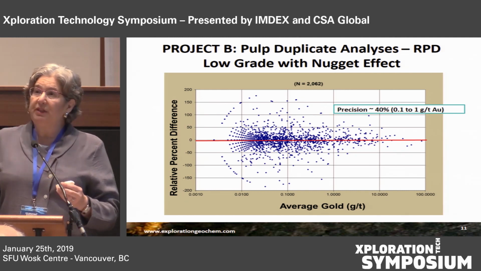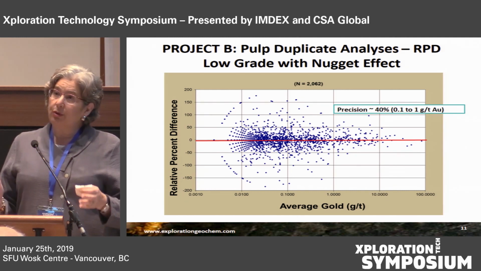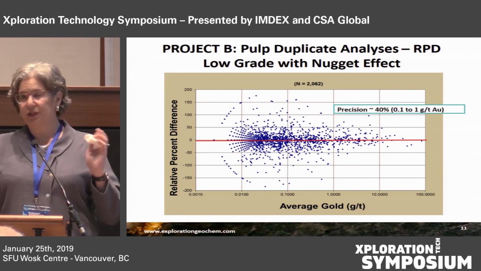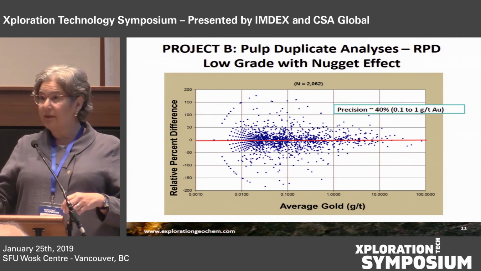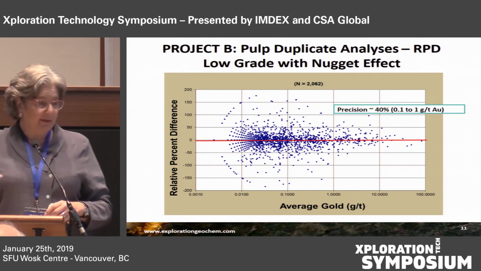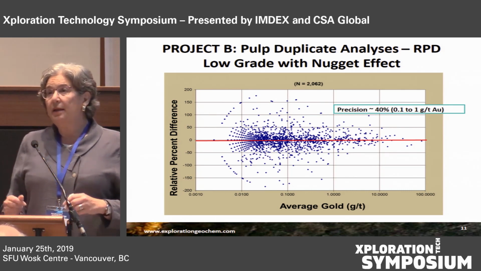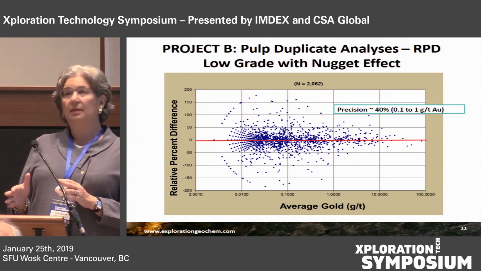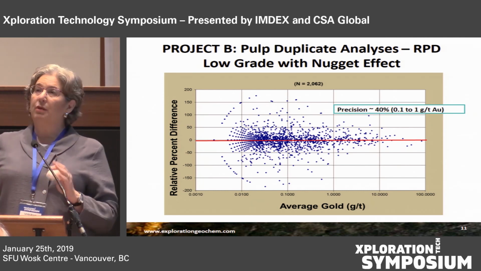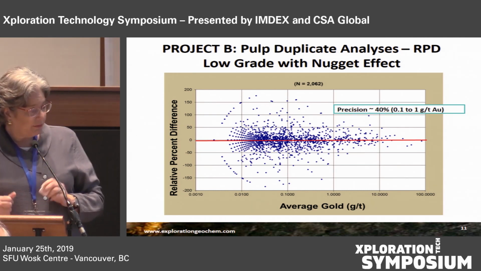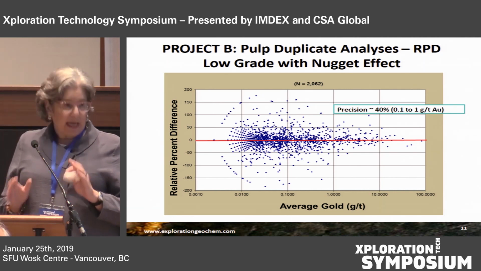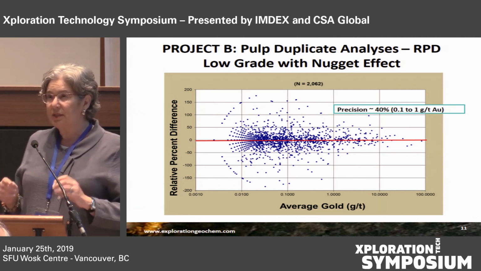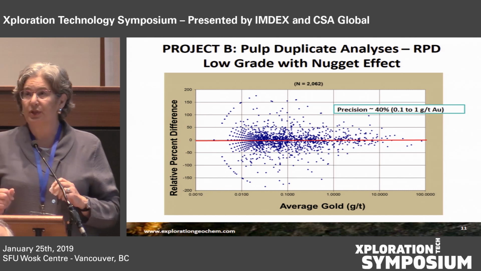But the point here would be, for example, I would show the relative percent difference. So that's just the 2 assays divided by the average and plotted against the average on the x-axis. And what you see is between 0.1 and 1 gram per ton, most of the results fall within plus or minus 50%. In fact, if you calculate the precision using the CV, it comes out to be 40%.